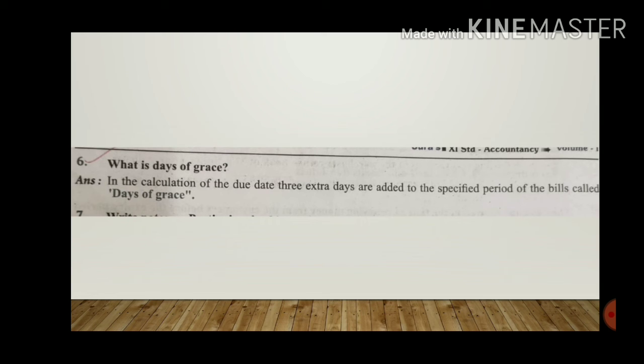Next we can see question number 6. What is days of grace? Due date means the specific date by which you have to repay. Then another important question, what is days of grace? In the calculation of the due date, the extra days added to the specified period of the bill are called days of grace. You must pay the withdrawn amount within the specific period, but with days of grace, they extend it by one or two days beyond the specified period. That is days of grace.